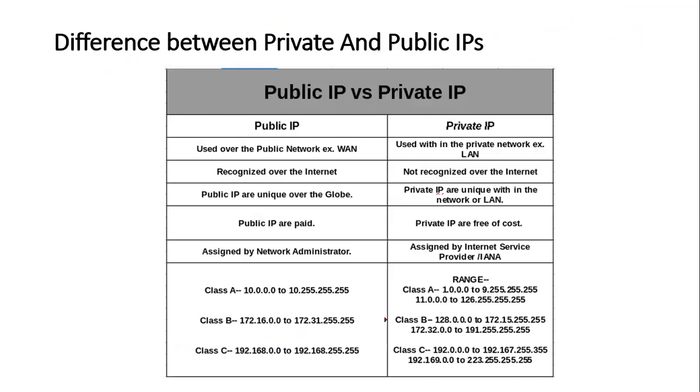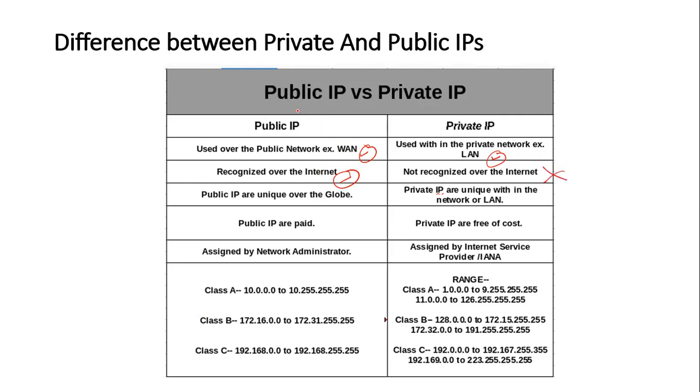And let's see what the differences are between private IP and public IP addresses. A public IP address is used over the external network, that is the WAN, because only public IPs are routable over the internet. That's why it can be used only outside of the network. In case of private IP, it should be within the network. We use public IPs in the external network because they can be recognized over the internet, but private IPs can't be recognized over the internet.